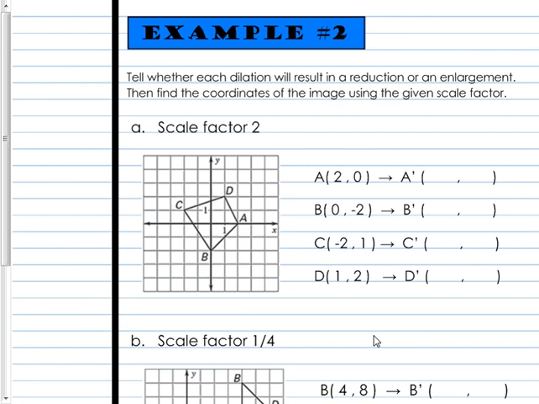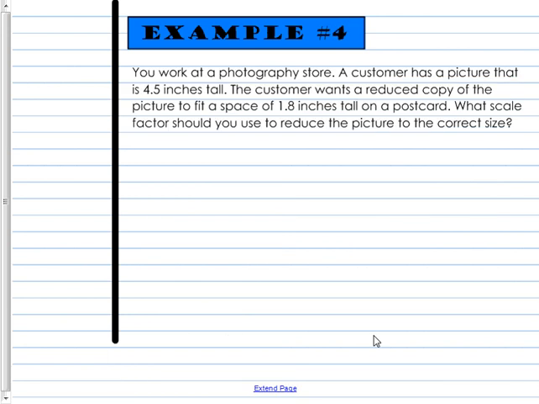So let's go to actually example 3 first. And I have it on here called example 4. Sorry, that should say example 3. You work at a photography store. A customer has a picture that is 4.5 inches tall. So if she already has it, is that the image or the pre-image? That would be the pre-image. The customer wants a reduced copy. Reduced, so the scale factor is going to be less than 1, of the picture to fill a space that is 1.8 inches tall on a postcard. What scale factor should you use to reduce the picture to the correct size?